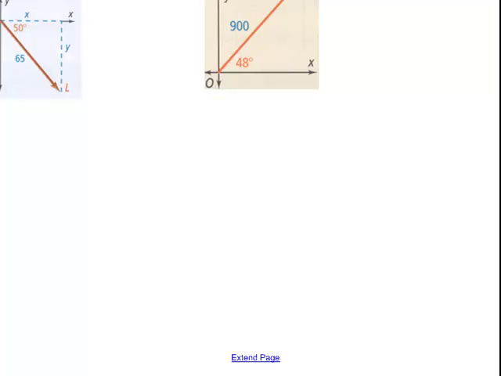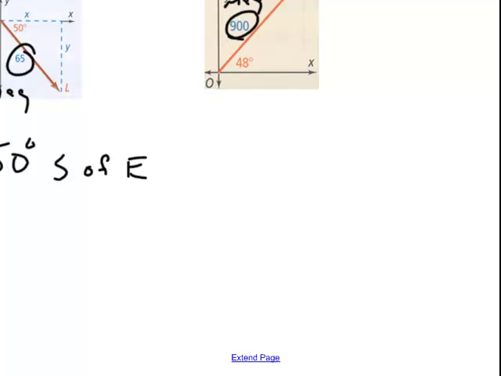Number 15, find the vector's component form, magnitude, and direction. Well, the magnitude for the left one is 65, and the magnitude for the right one is 900. The direction for A is going to be 50 degrees south of east, and the direction for the second one is going to be 48 degrees north of east. Those were pretty stinking easy. The trick is, what is the component form?